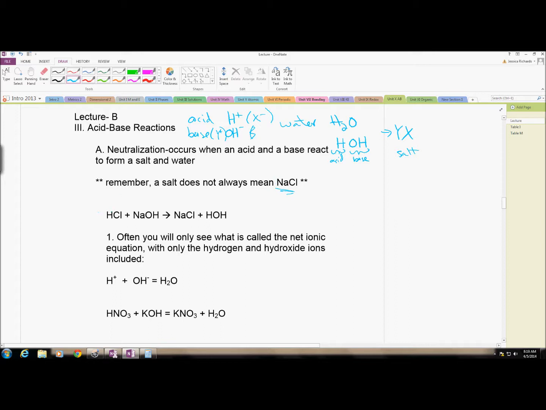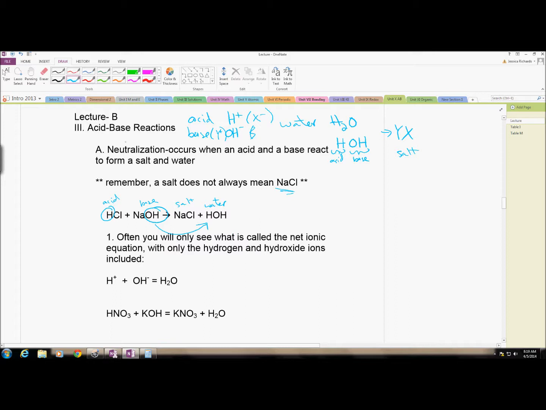So, for example, if we put hydrochloric acid with sodium hydroxide, very common acid to use in lab, very common base to use in lab, the hydrogen from the acid and the hydroxide from the base are going to form your water. And then the leftover sodium and chlorine make our sodium chloride. That's our salt. So you're going to memorize an acid and a base make salt and water.